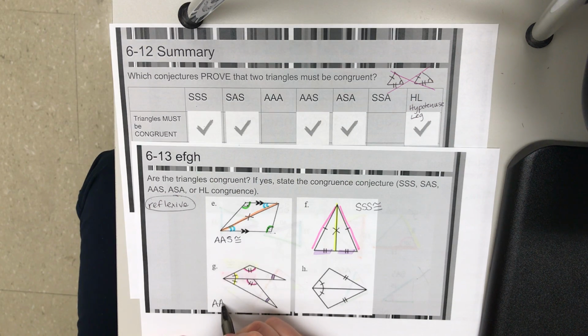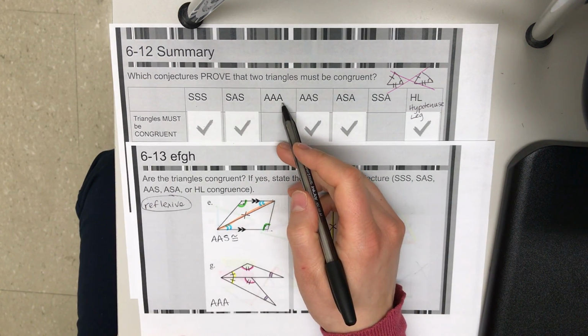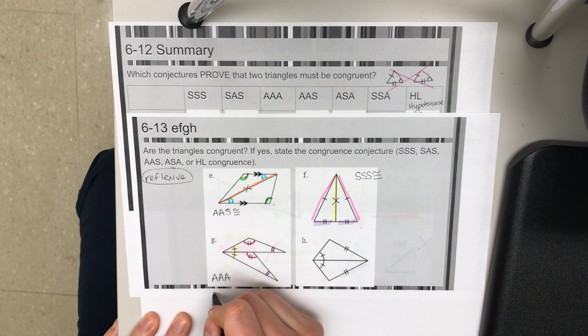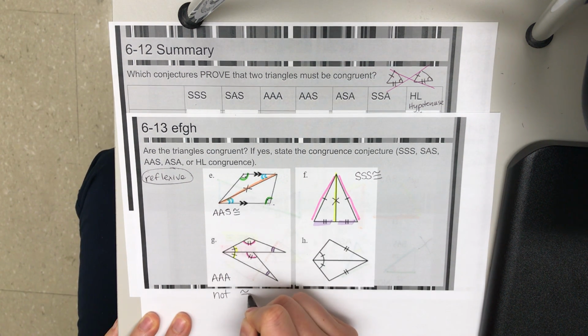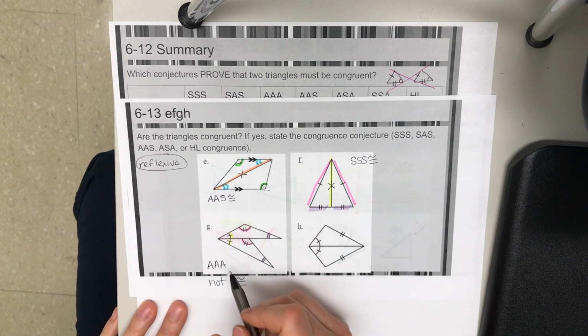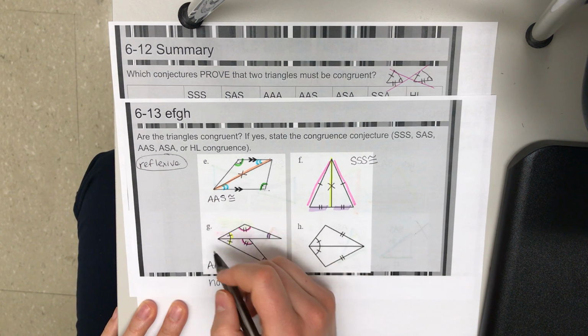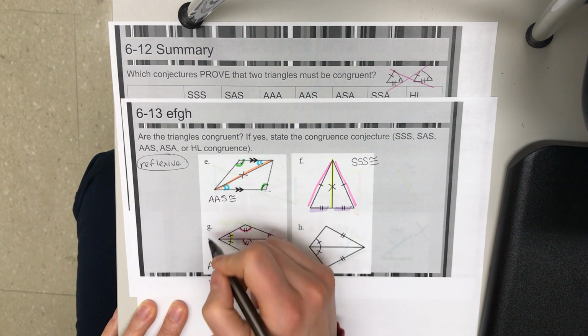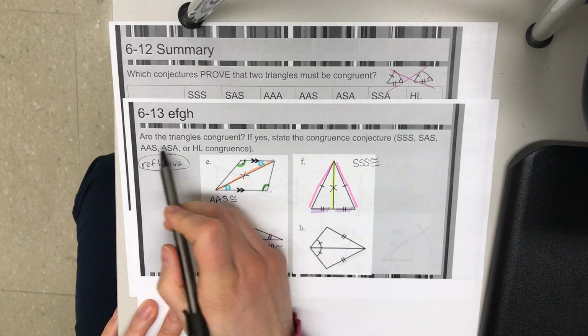So I would call this AAA. But remember, AAA does not prove that triangles are congruent. It proves that they're similar. These two triangles are definitely similar by angle similarity, but they are not congruent. And that was the original question.